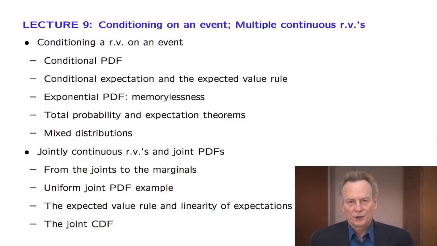In this lecture, we continue our discussion of continuous random variables. We will start by bringing conditioning into the picture and discussing how the PDF of a continuous random variable changes when we are told that a certain event has occurred. We will take the occasion to develop counterparts of some of the tools that we developed in the discrete case, such as the total probability and total expectation theorems. In fact, we will push the analogy even further.